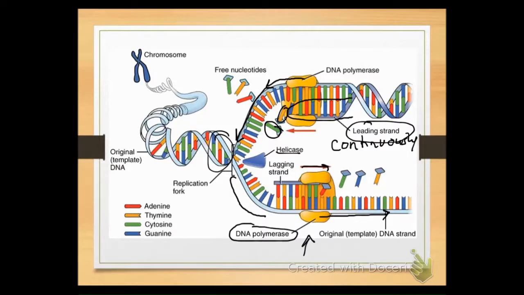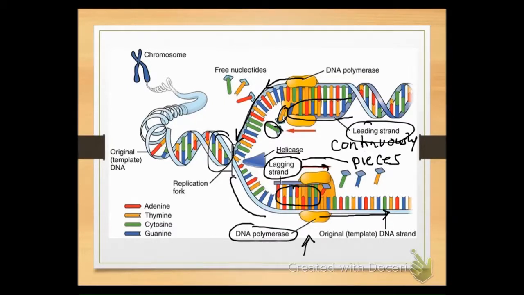What that means is that over here on this side, our newly synthesized DNA is what we call the lagging strand. And the lagging strand is going to be making new DNA. We could follow all of our base pairing rules. We could see A's going with T's and G's going with C's. But our lagging strand is going to be made not continuously, but instead made in pieces.